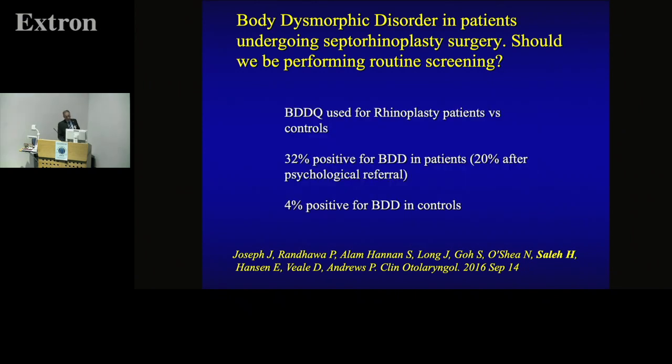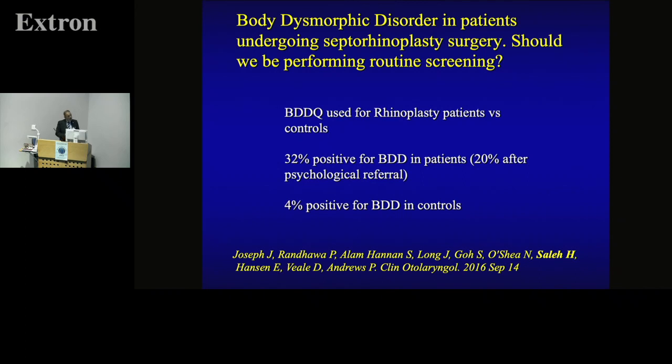When we looked at the results, we found that 32% of the patients who came for rhinoplasty in the NHS, not private even, were positive for the questionnaire. So they all went to see the psychologist. The psychologist did a proper examination, assessment, and all that. They found that 20% really have body dysmorphia and should not have surgery. So that's huge, isn't it?